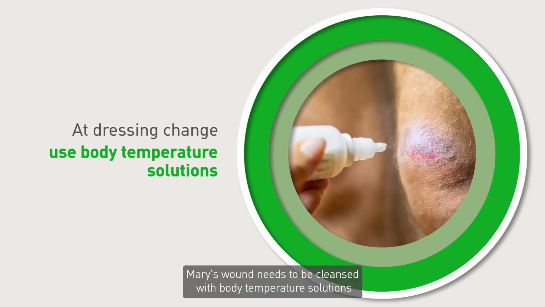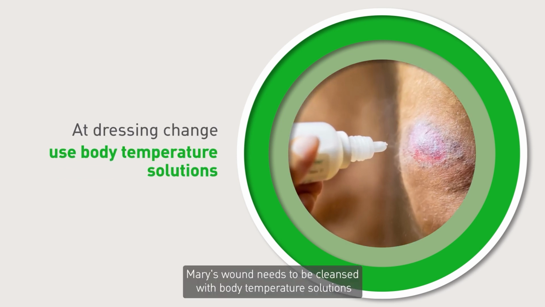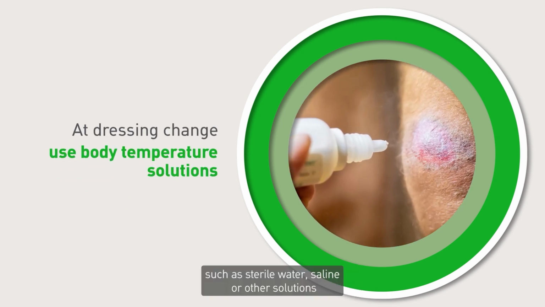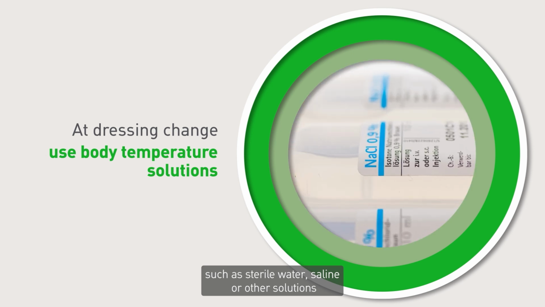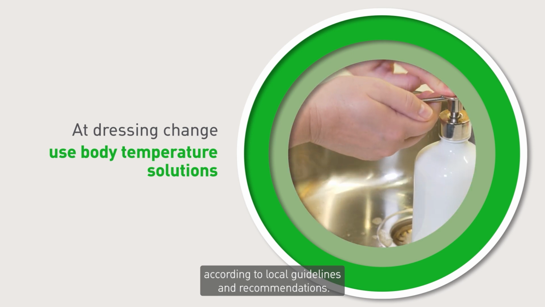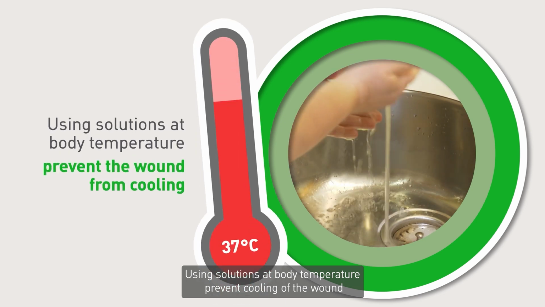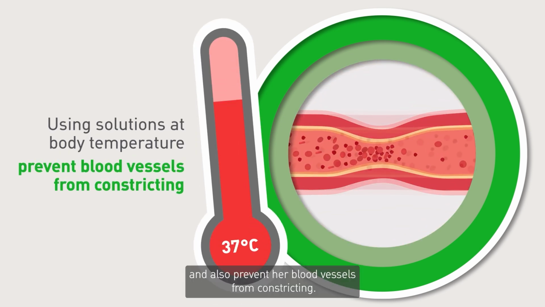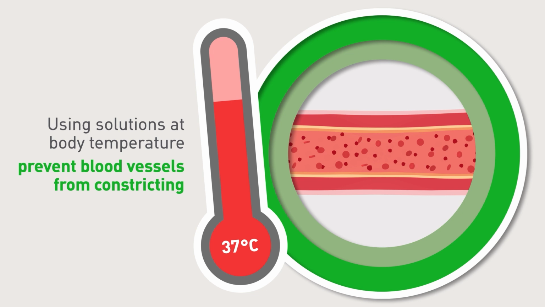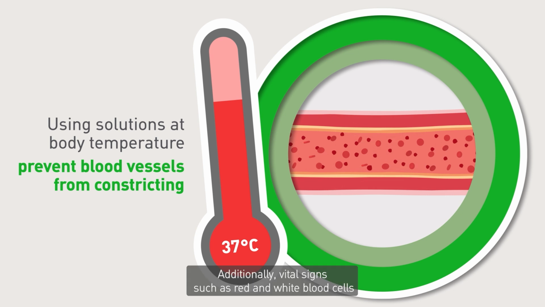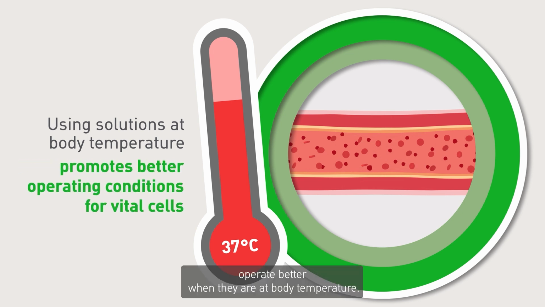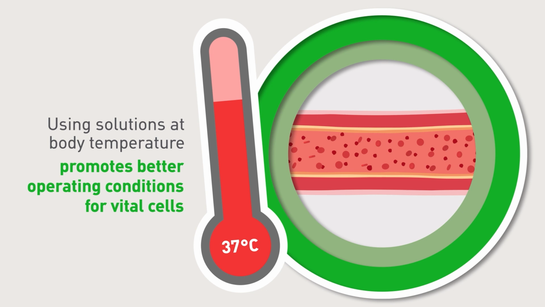During a dressing change, Mary's wound needs to be cleansed with body temperature solutions, such as sterile water, saline, or other solutions according to local guidelines and recommendations. Using solutions at body temperature prevents cooling of the wound and also prevents her blood vessels from constricting. Additionally, vital cells such as red and white blood cells operate better when they are at body temperature.